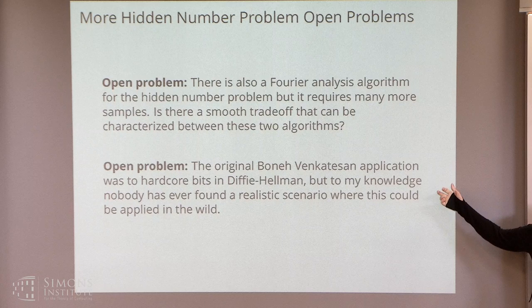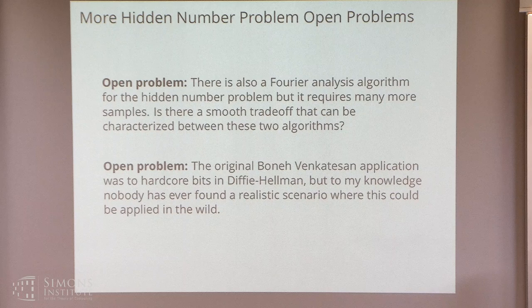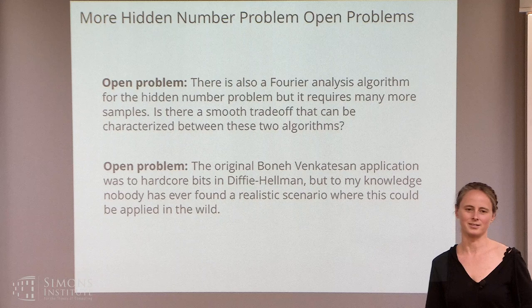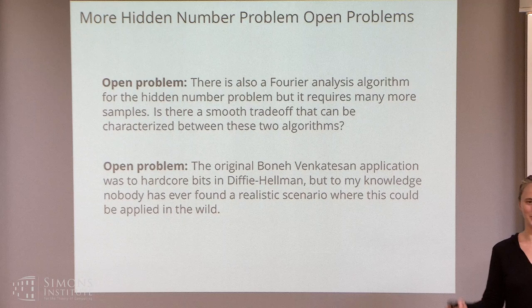What does that mean? So right now, everybody uses this to exploit DSA and ECDSA in the wild. But nobody has ever found a vulnerability that gives you the most significant bits of a Diffie-Hellman secret. And if somebody did find such a vulnerability, then you'd be able to apply the hidden number problem, and it'd be super cool. But I've never seen that.